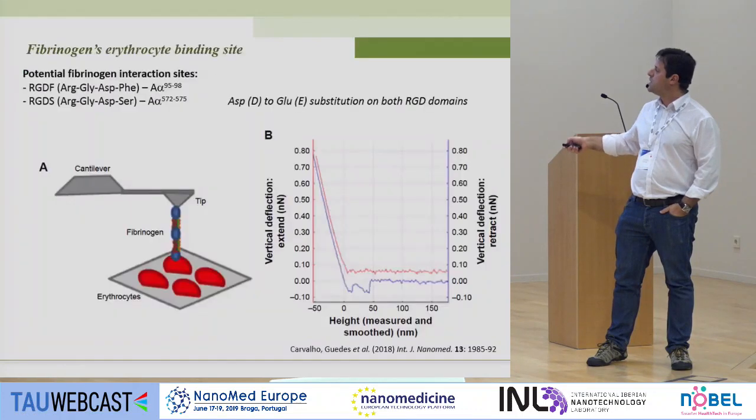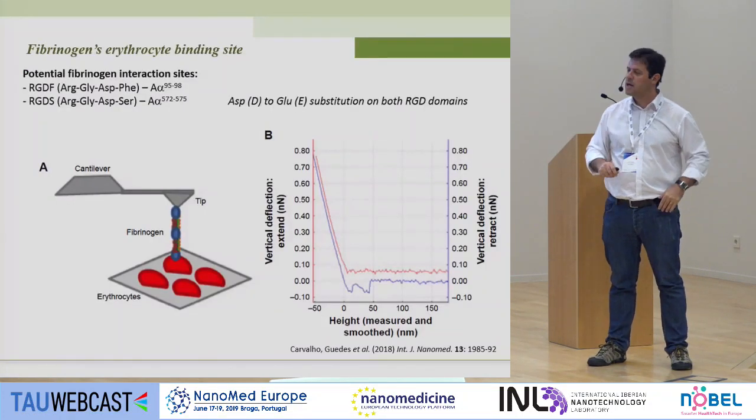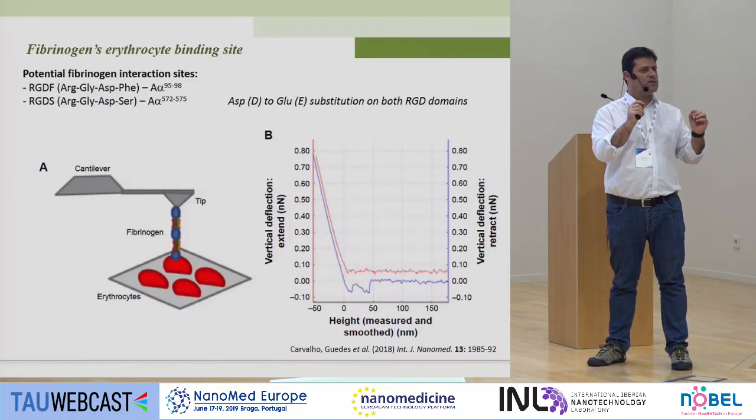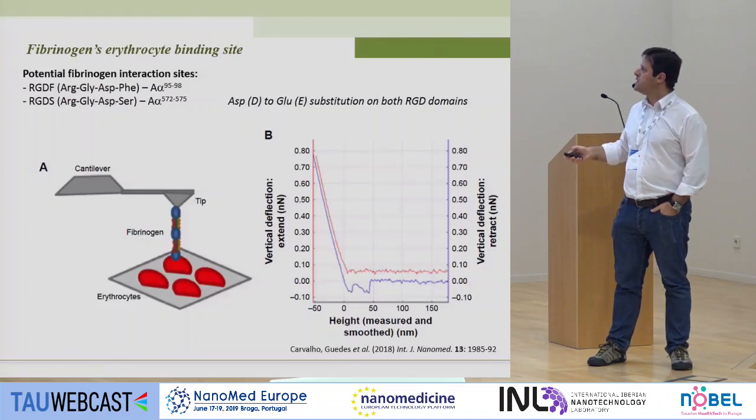And finally, we could also, in another study, using fibrinogen proteins mutated in different putative binding sites, identify the domains on the fibrinogen molecule that are associated with the binding.